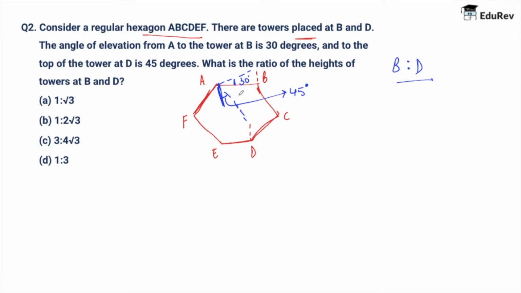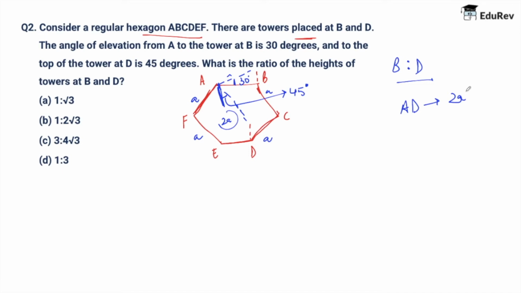So we are assuming that this hexagon is of side A. Now if this hexagon is of side A, then all these sides should be A, correct? And accordingly, AD should be what? AD should be 2A. So towers are at B and D, and we know the angles of elevation are 30 degrees and 45 degrees respectively, and we have drawn them.